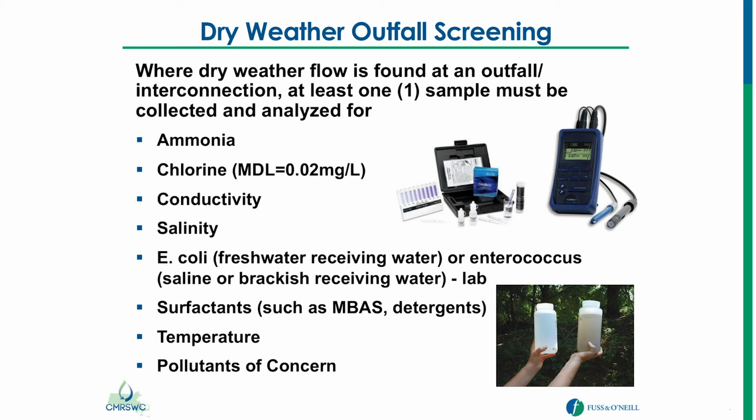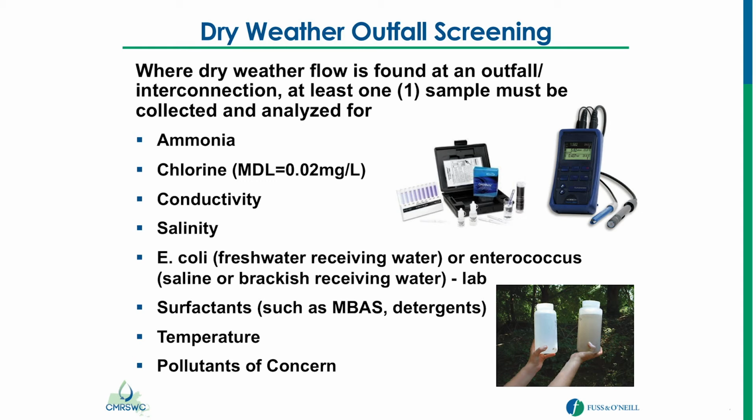All these parameters, except for E. coli, can be done using handheld meters or test kits or test strips. You need to pay attention to the language in the permit, specifically for chlorine. You have to use a test that has a minimum detection limit of 0.02 milligrams per liter, or 20 micrograms per liter of chlorine. So that's a very low level test. So pay attention to the wording in the permit, and pay attention to the labels on the test kits and stuff you're looking to potentially purchase.